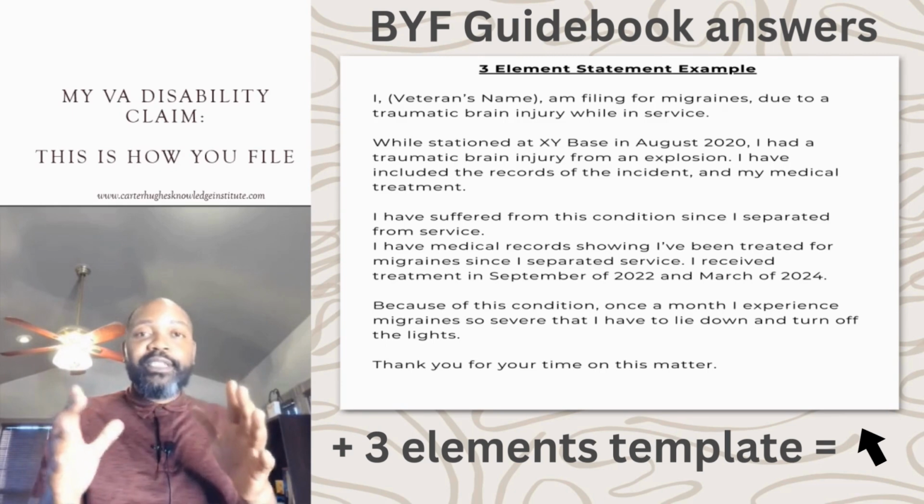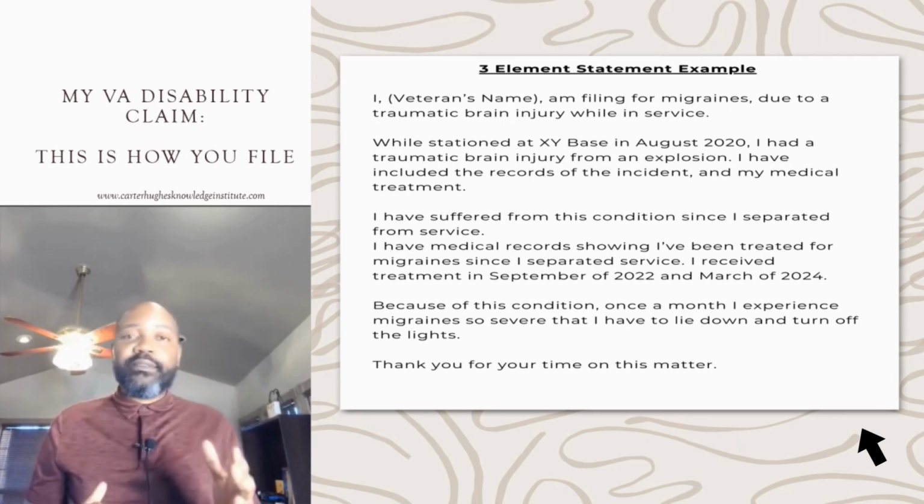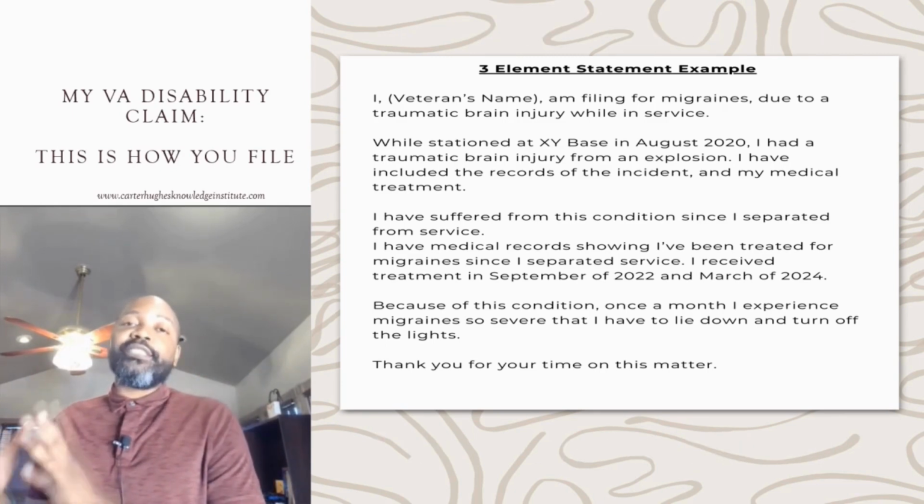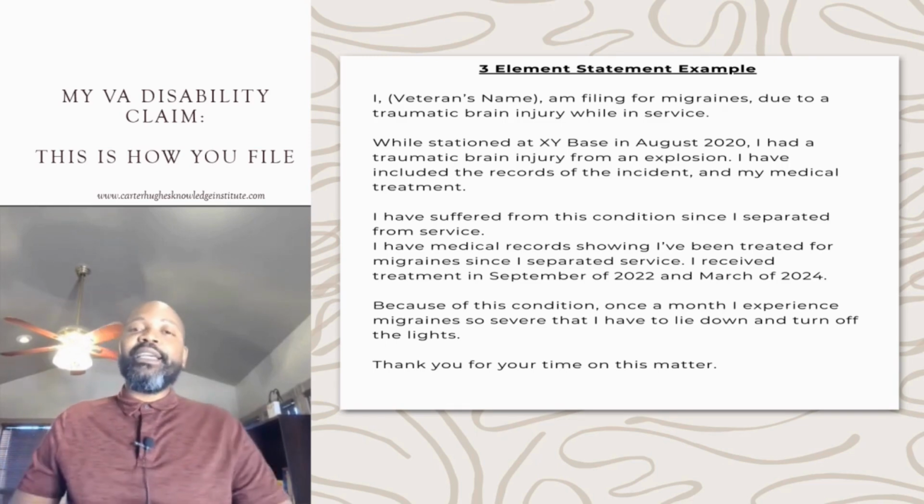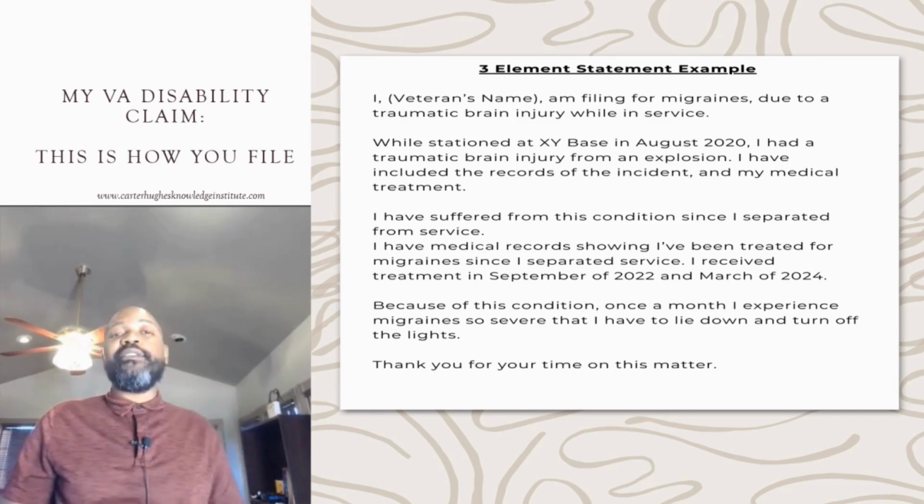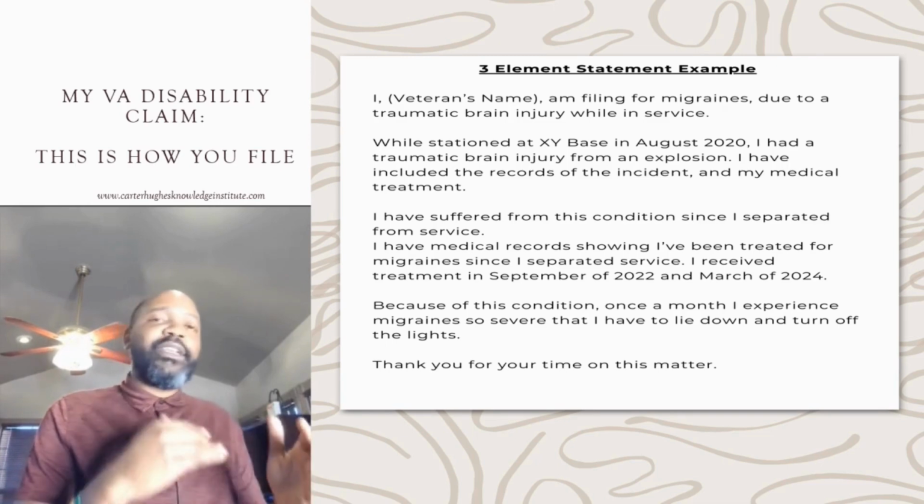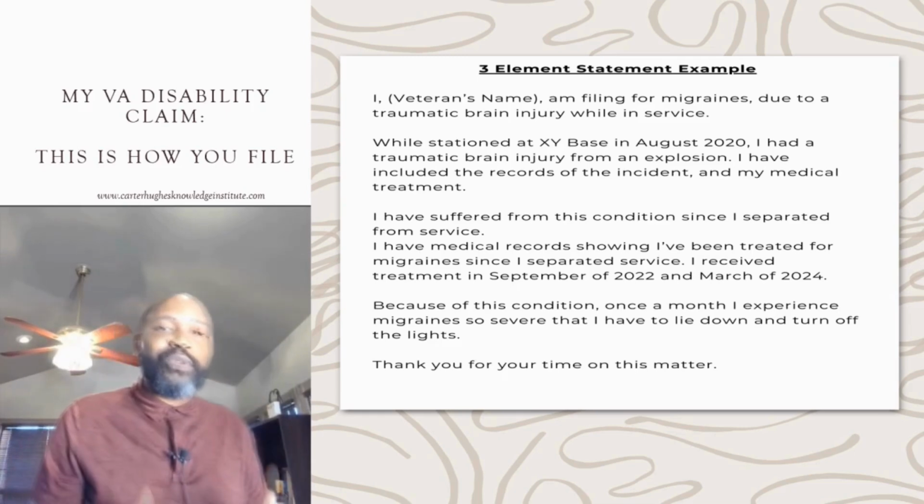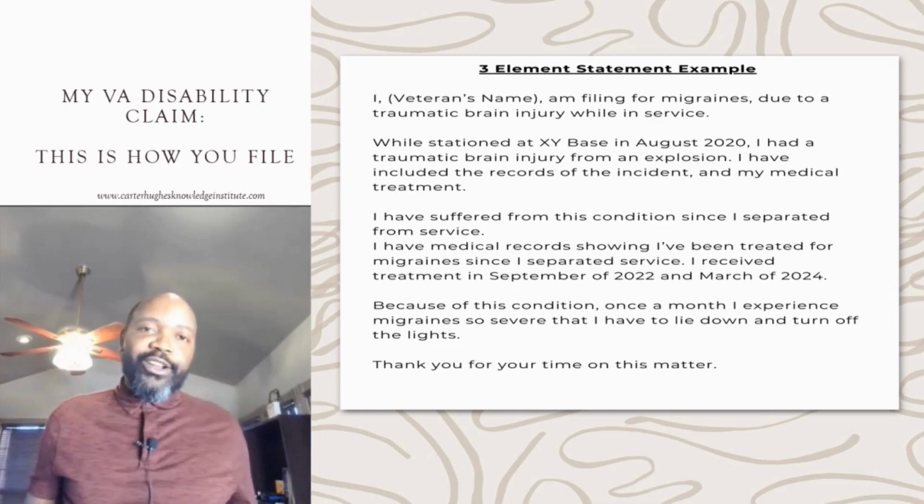So all we do is take this statement, copy it, and then paste it right on the 21-4138, the statement in support of the claim. And again, we advise, do statements for every condition that you're filing for. Make it easy for the rater so your approval chances are greater.